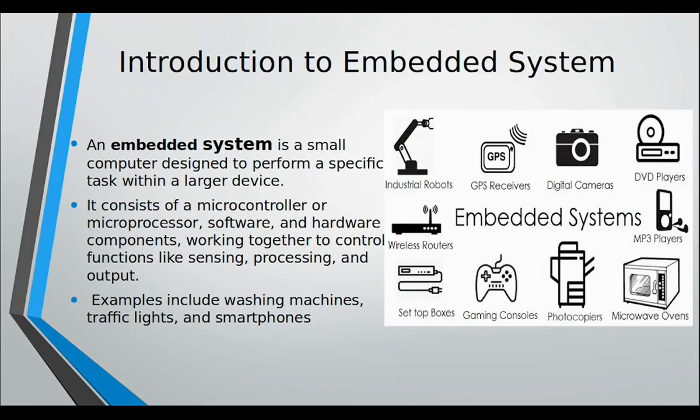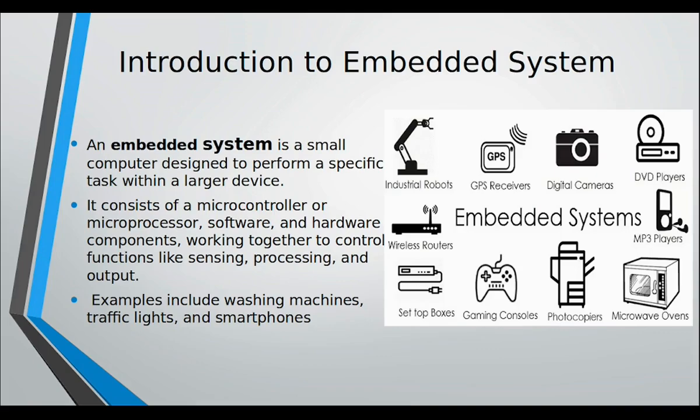An embedded system is a small computer designed to perform a specific task within a larger device. It typically includes a microcontroller or microprocessor, software to perform the task, hardware components for sensing and actuation. Examples of embedded system include washing machines, which is our project, and traffic lights and smartphones, micro ovens, etc. Basic definition to embedded system is: an embedded system is a combination of hardware and software.